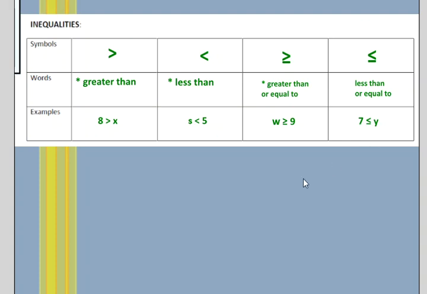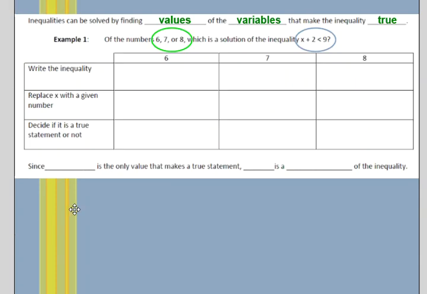And that part I think you're pretty comfortable with most likely because it is pretty straightforward. All right, now let's talk about inequalities in context. Inequalities can be solved by finding values of the variables that make the inequality true. We can actually work with inequalities because sometimes the values will make them true and sometimes they won't. So we're going to kind of establish what's going on here.